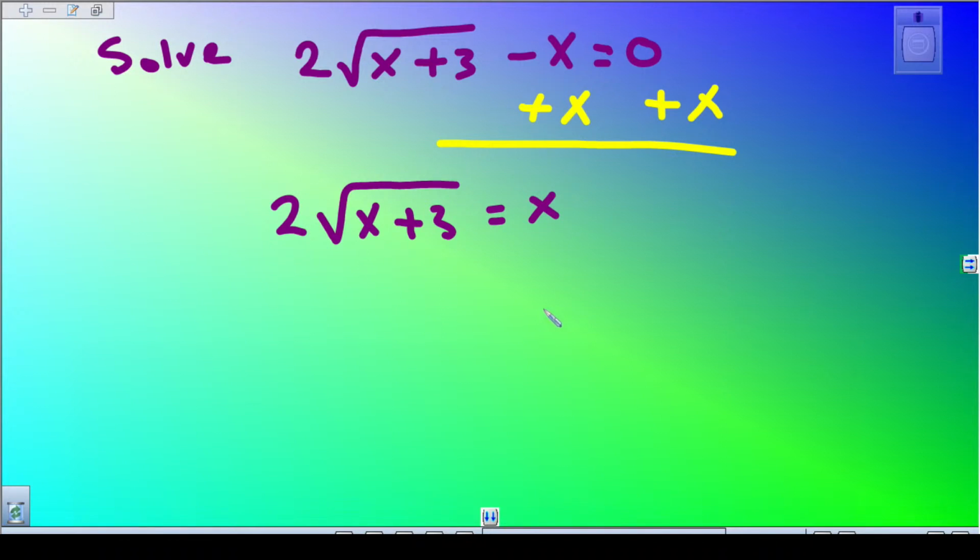All right. Now I think to myself, well, I really need to get rid of the square root. Yeah, you're right. But before you do that, excuse me, I'm going to sip water here.